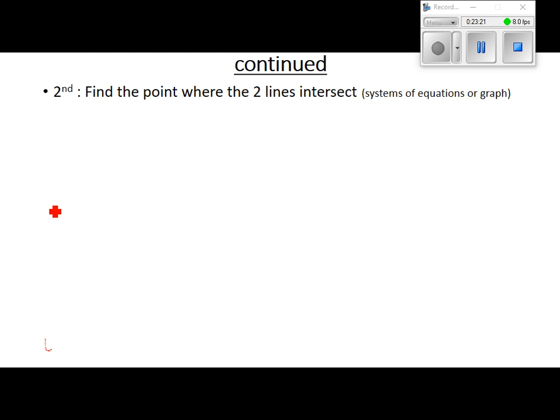Second step, find the point where the 2 lines intersect. Oh, I forgot to write down, what was the original line? Y equals what? -x plus 3. So I'm even going to put this in, -1x plus 3. Still the same thing, right? Just I put in the 1. So we got these 2 lines: y equals -1x plus 3, and the line that we just drew, y equals 1x minus 1.